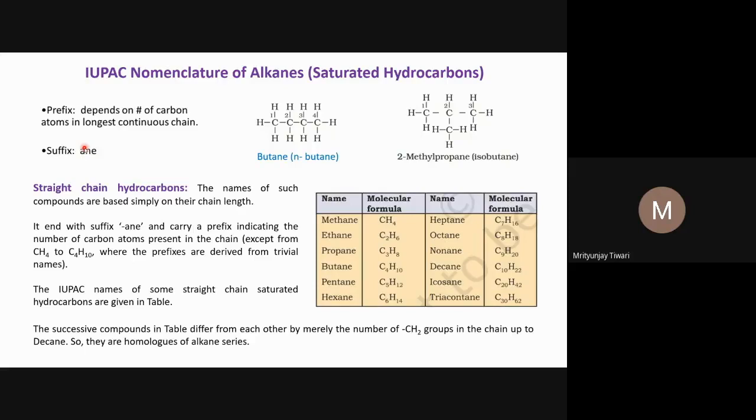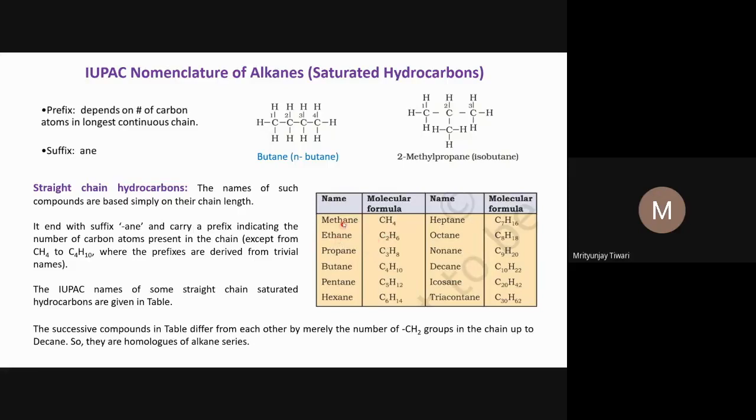From the ane, we understand that only carbon-carbon single bonds exist in this organic compound. And from the prefix we understand how many carbon atoms are there in that compound. If you know the number of carbon atoms, and you know this organic compound is saturated, then you can add the hydrogen atoms accordingly, because you know the tetravalency of carbon, and the rest of the valencies are completed by hydrogen atoms. So you can also write the structure of that straight chain alkane.